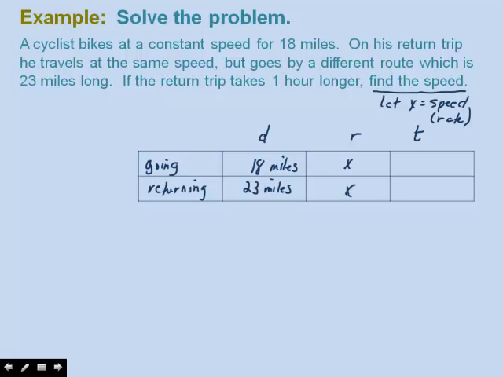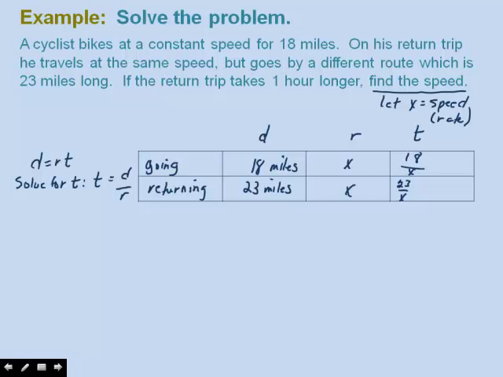We don't have actual time values to put in these boxes. So let's try what we did on the last problem, and that is solving our distance equals rate times time formula for t. We get t equals d over r. That means we can divide the distance by the rate and get the time. So for this first time we'd have 18 over x. For the second one we'd have 23 over x.